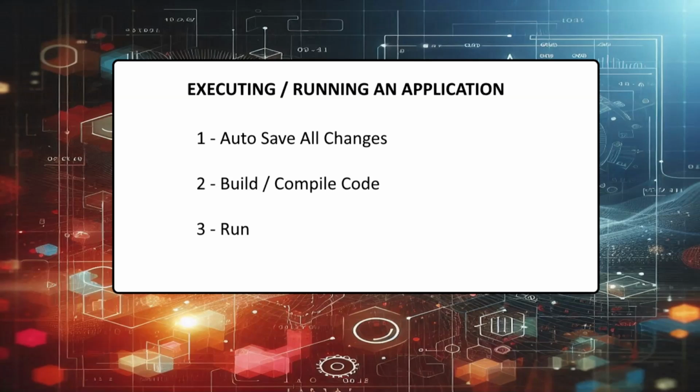When executing or running an application, the IDE will perform 3 tasks. Save all the changes you've made to all the files you've edited. Build or compile any code that have changed. This converts your source code into a language that can be understood by your machine. While compiling, it will check for any errors in your code and will not execute the application until all errors are fixed. Once there's no more errors in the error list, Visual Studio will run your application.